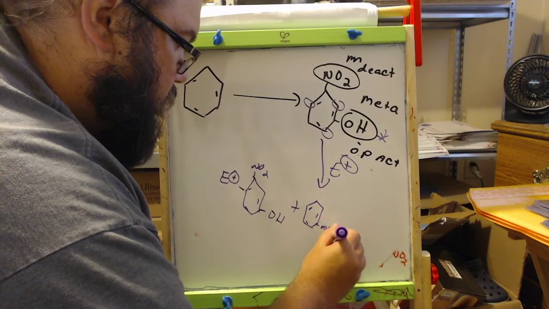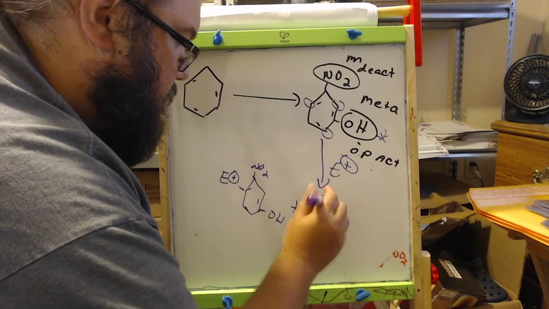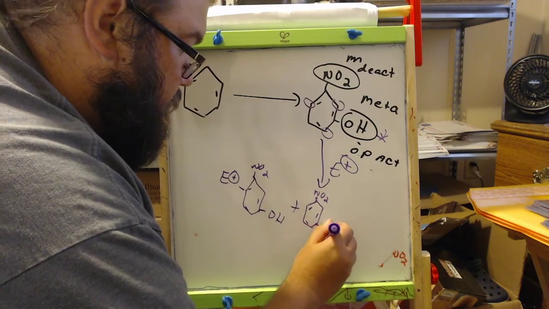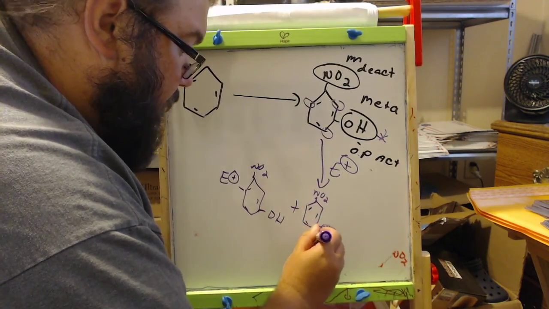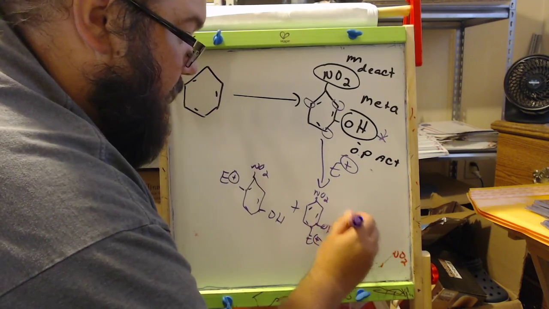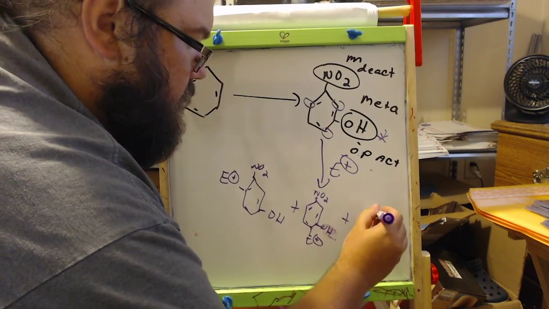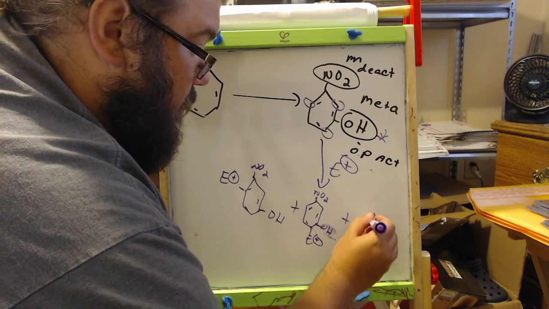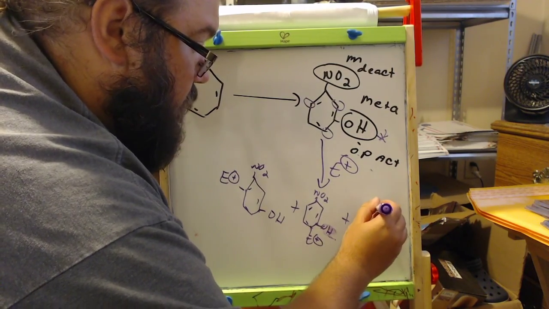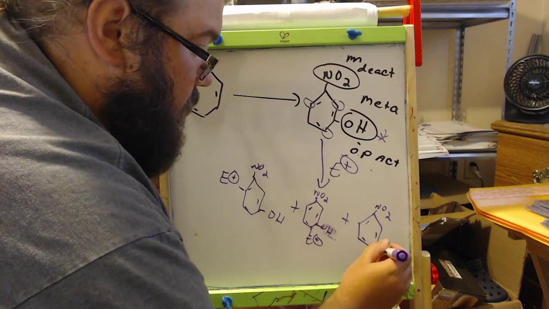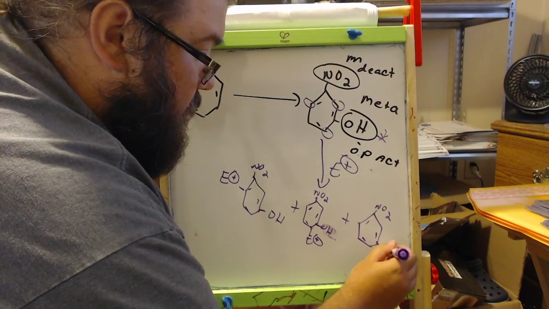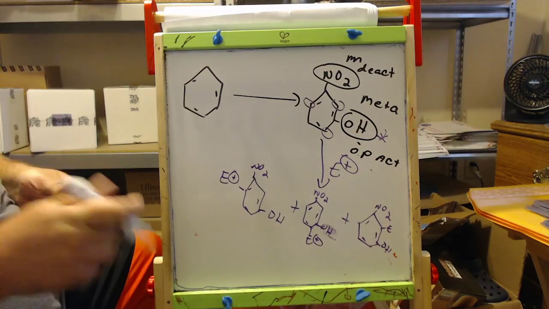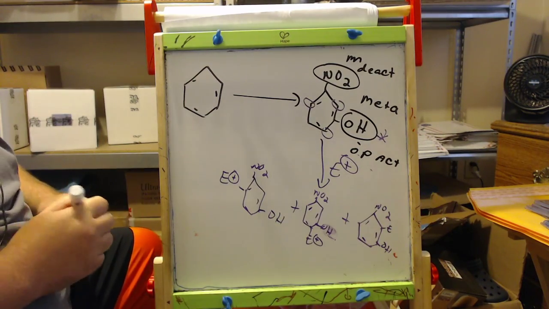NO2. Oh, not our NO2, sorry. NO2 is on top. Better stay consistent. OH. And our third electrophile, whatever it is, there. And we have another possibility. NO2, OH. Our third possibility is put the electrophile right there.